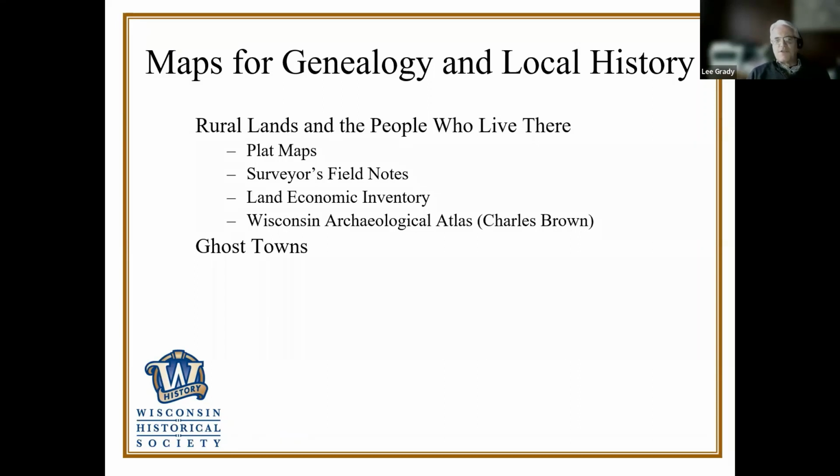Before I move on to ghost towns, I realize I forgot another little piece that a lot of people don't know about. There was an agricultural census in the 19th century that went along with the federal census. So 1850, 60, 70, and 80. I think there was one in 1890, but it burned up with all the other census records. I know it applies to Wisconsin. I'm pretty sure it applies to other states as well.